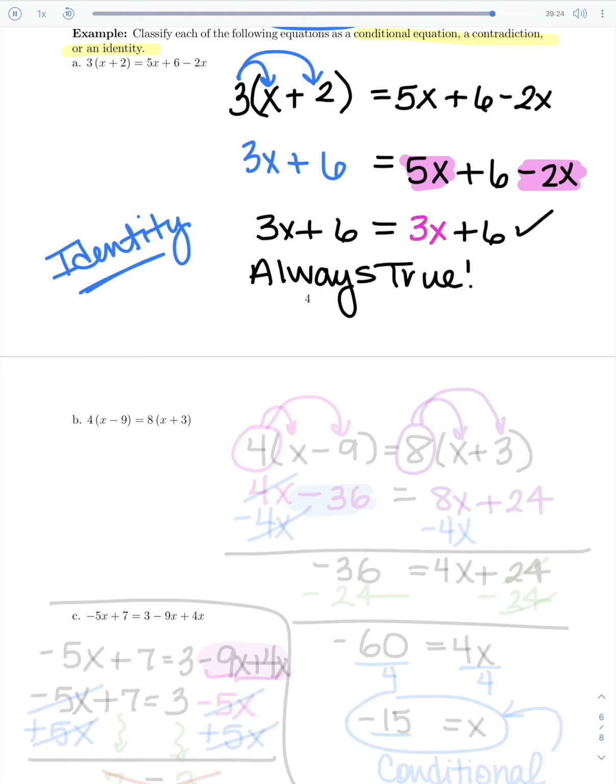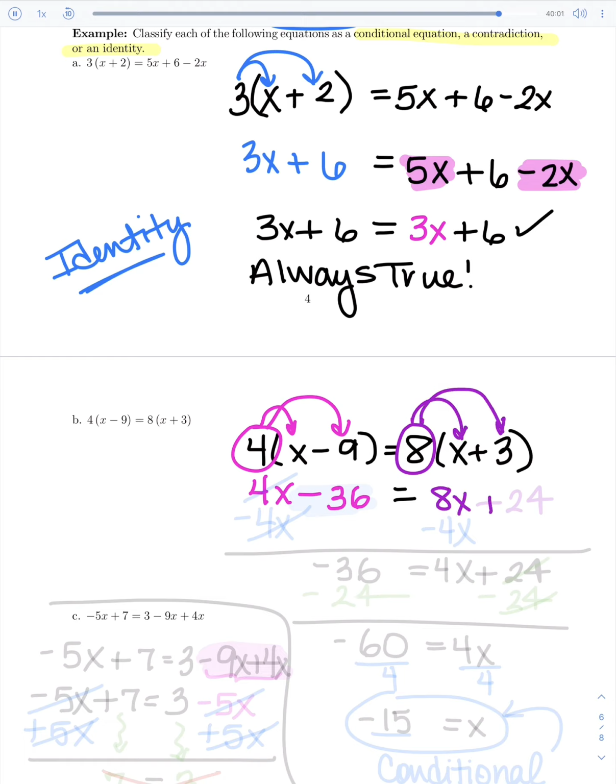In B, we have 4 times the difference of x and 9 equals 8 times the sum of x and 3. So what should be our first thought in order to try and solve this is to distribute. So we'll distribute the 4 first. Multiplying out the 4 gets us 4x minus 36 on the left-hand side equals, on the right-hand side, we have to do some more distributing. We have to distribute an 8, which will get us 8x plus 24.